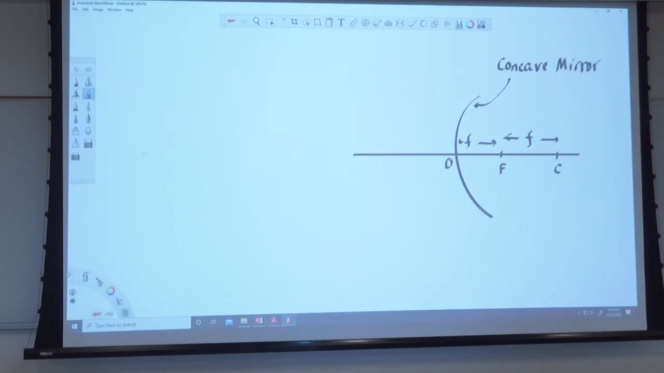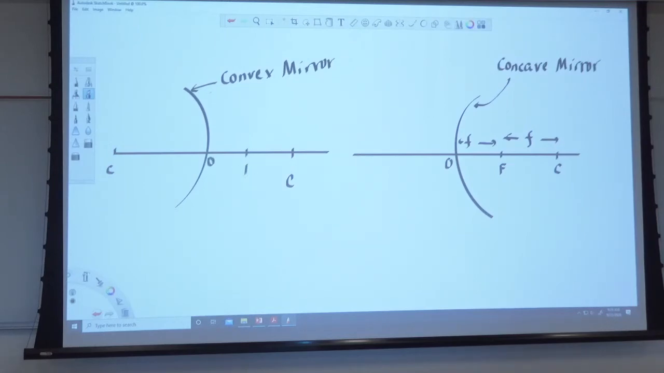Okay. In the same way, we can also draw these quantities for a convex mirror. For a convex mirror, this one is the reflecting surface. So we'll draw C on this side. You can also draw it on this side because it's just the length. And halfway between O and C is F. That's the focal length. Okay, that's what we need to know to see where they form the images.